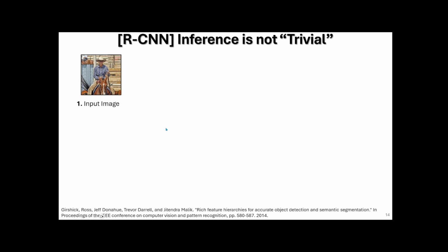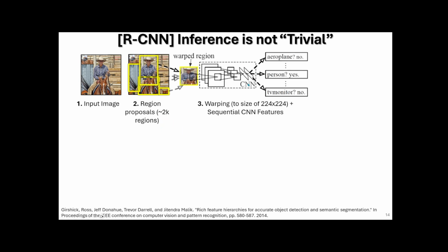Inference takes some steps. It's actually the same: you pass the input image to a region proposal algorithm. It will predict 2000 of them. You pass them through the CNN one by one. It will predict your class and your bounding box.